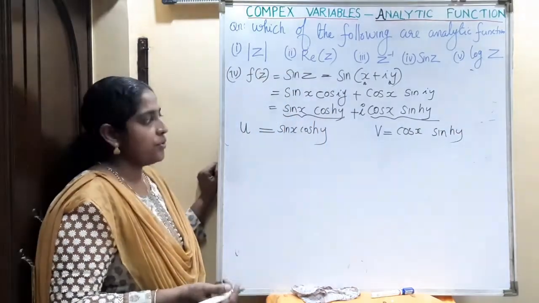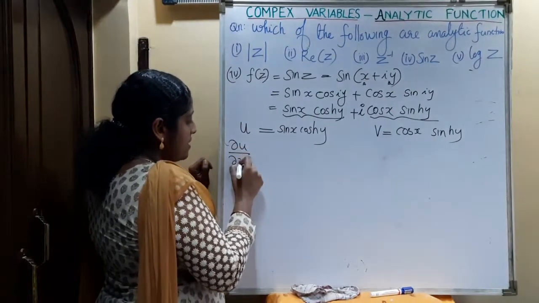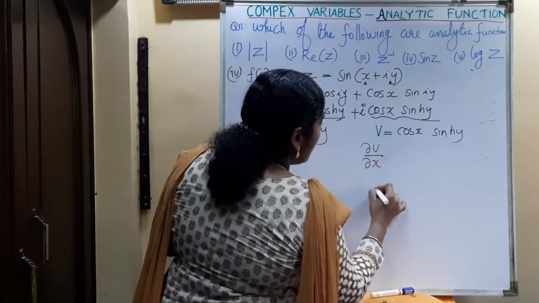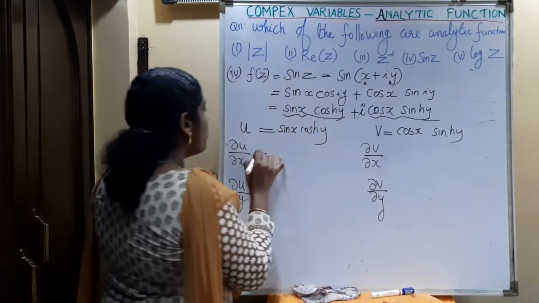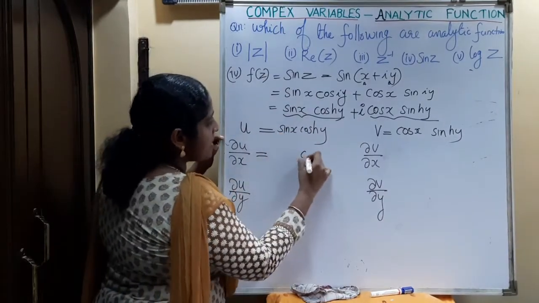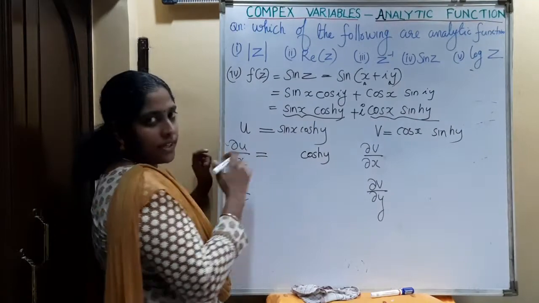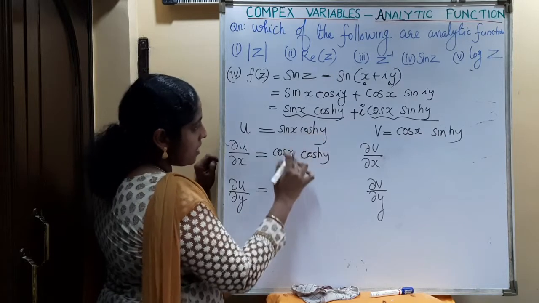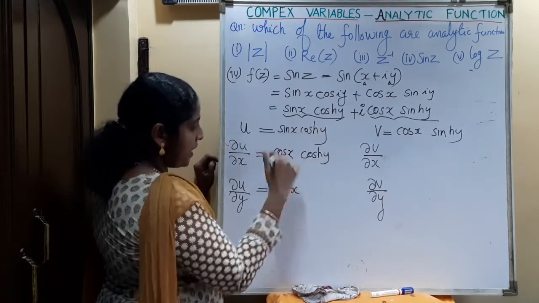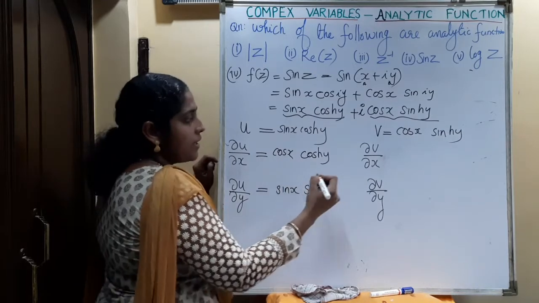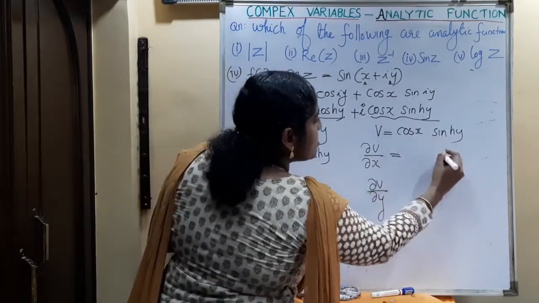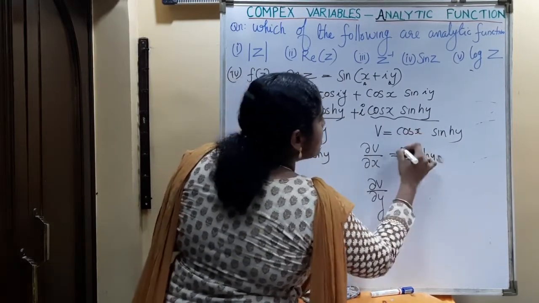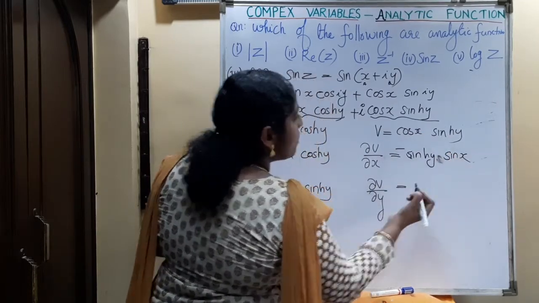So what next we have to do? We have to find out dou u by dou x, dou u by dou y, dou v by dou x, and dou v by dou y. Okay, so what is dou u by dou x? So this cosh y will be constant. Then we have to take the differentiation of sin x, that is equal to cos x. Okay, what is dou u by dou y? That is sin x will be constant, and the differentiation of cosh y is sinh y. Then what is dou v by dou x? That is sinh y is constant, and the derivative of cos x is minus sin x. And what is dou v by dou y?